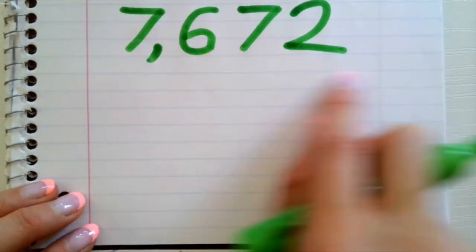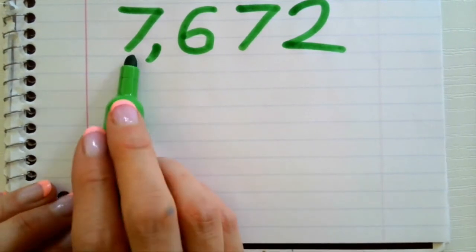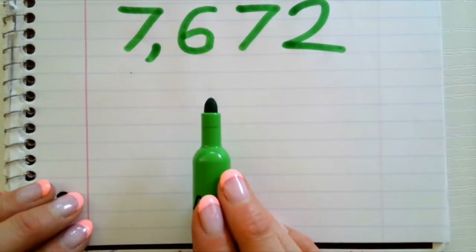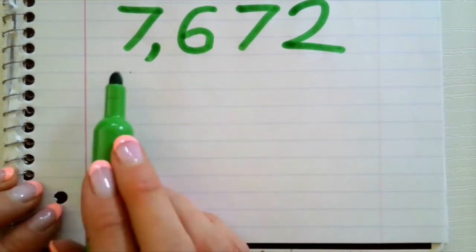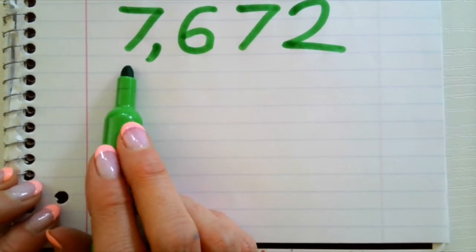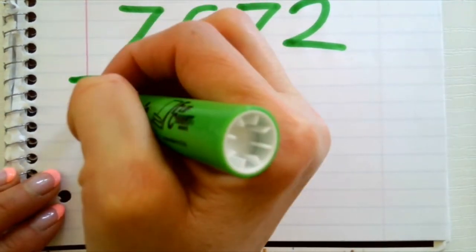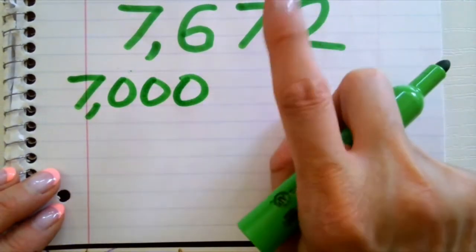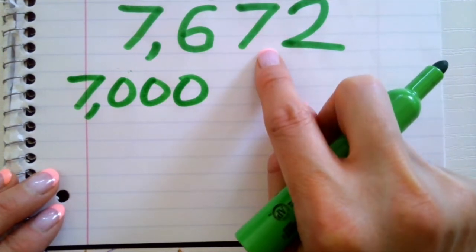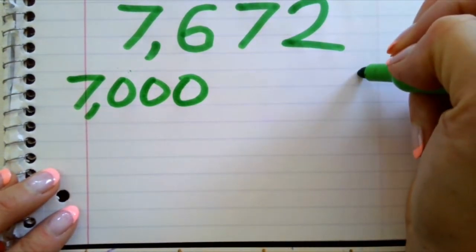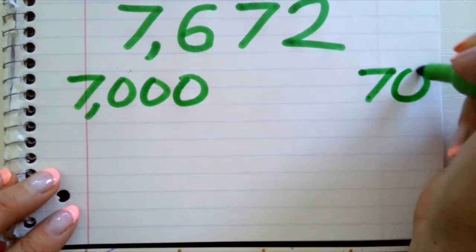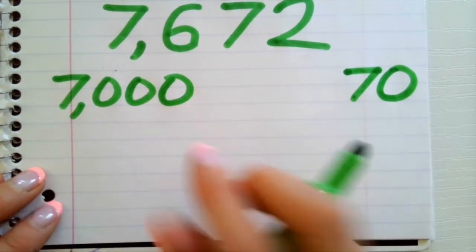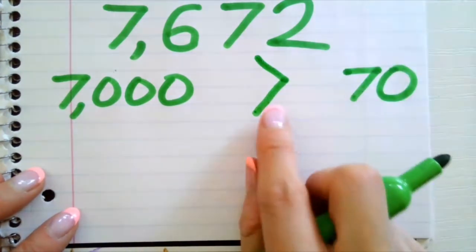Which two digits are the same in this number? These two sevens. These are both sevens. What place value are they in? What is their value? What is the value of this 7? 7,000. What is the value of this 7? Now, if I just compare them, which is bigger and which is smaller, we can draw this symbol.